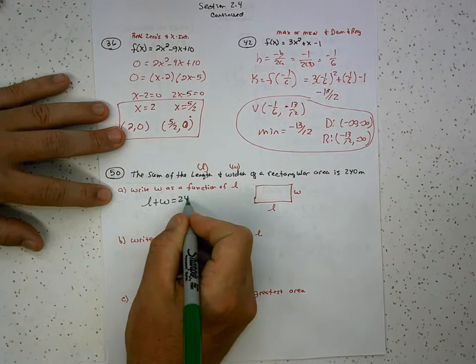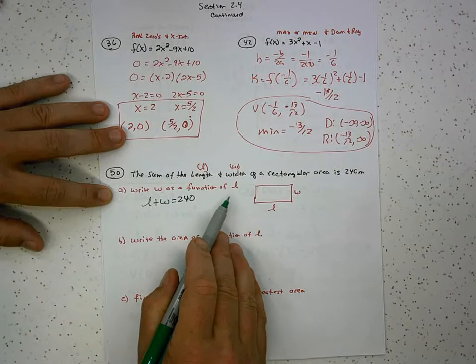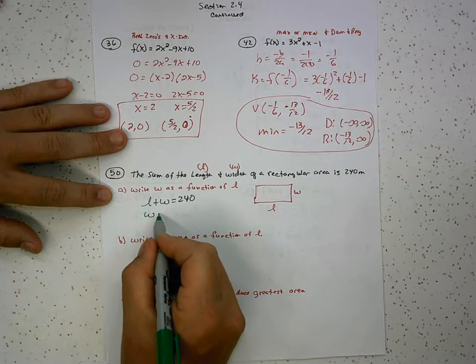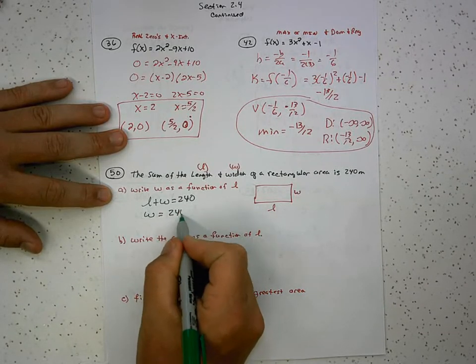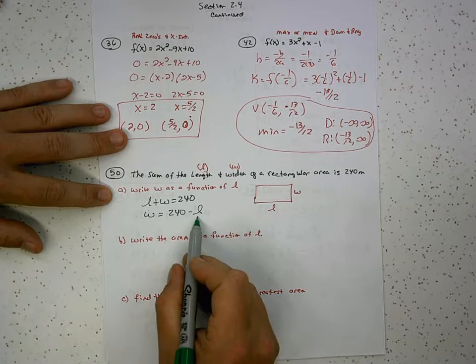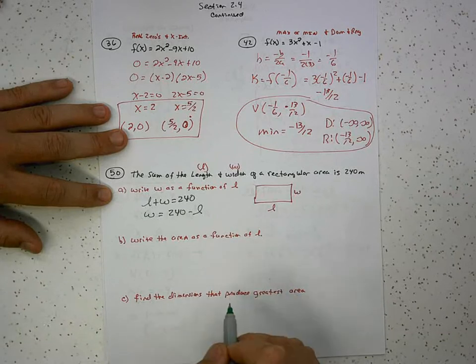The total length L and the total width W, so the sum of those is L plus W equals 240. They want to write W as a function of L. Okay, so I'm going to write W as a function of L. So W equals 240 minus L. That's W as a function of L. So if I know L, I can find W. Write the area as a function of L.